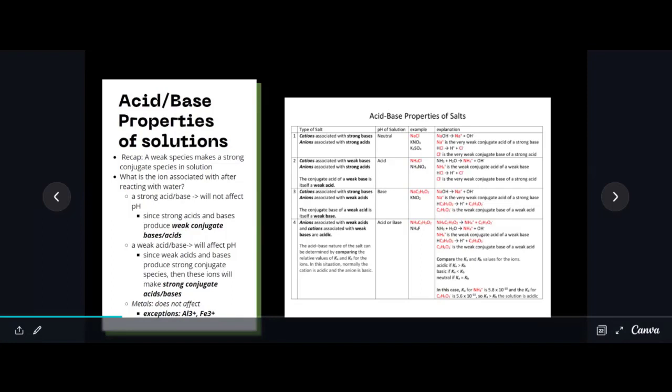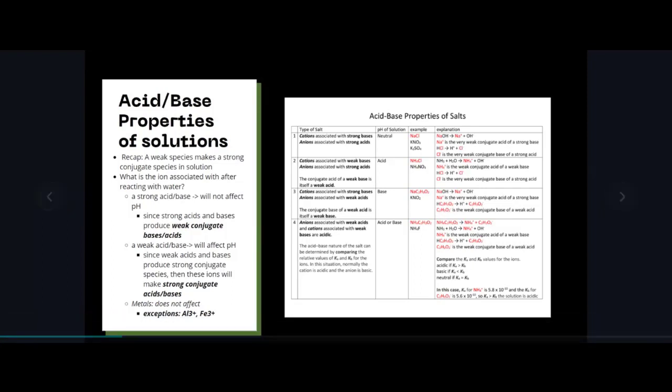Light metals usually don't affect pH. Usually something like calcium or sodium doesn't affect it. But heavy metals like aluminum or iron do. In fact, they'll make the pH lower. I mean, not negative, lower.